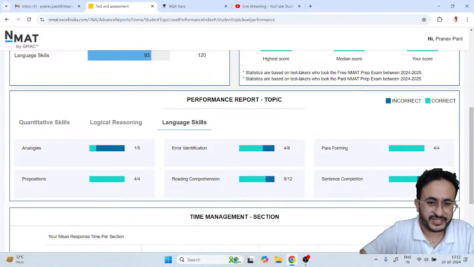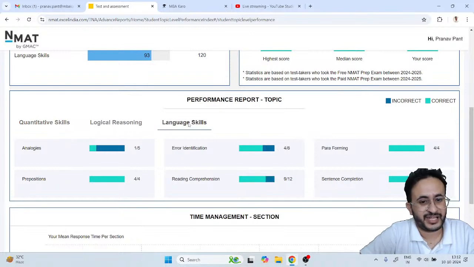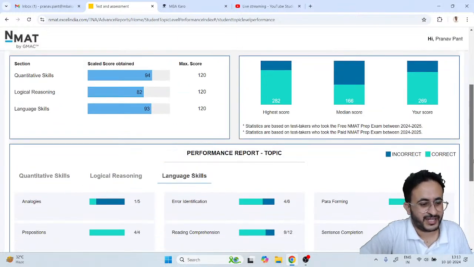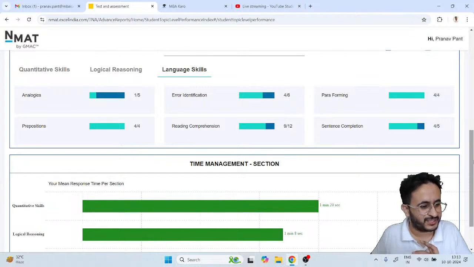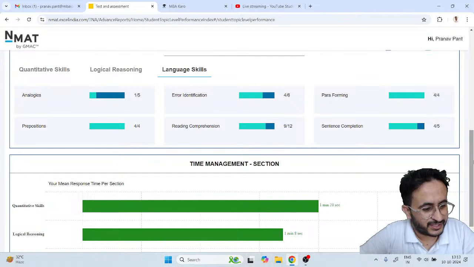Okay, so see this, in quant I got only 3 incorrect. ये सिर्फ 3 incorrect है तो भी 94 स्कोर है. लैंग्वेज स्किल्स में इतने सारे incorrect है, so still the score is 93. So I mean the algorithm is not known, right? I don't know what goes into their head and how they score your thing.